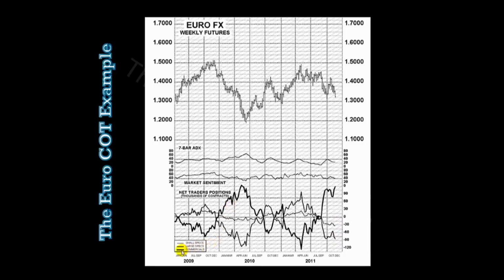The commercials are the heaviest black line. That's this line right here. And you see what they have here? Large net long position, largest they had. And look down here, we have the commercials diametrically opposed to the large speculators. They're the funds.